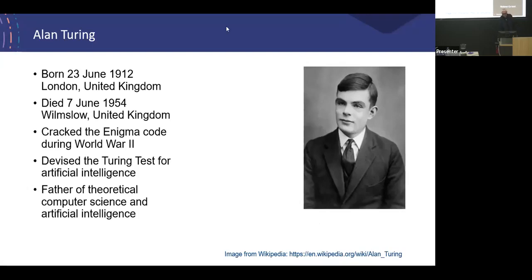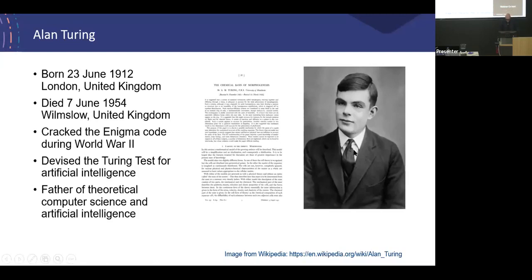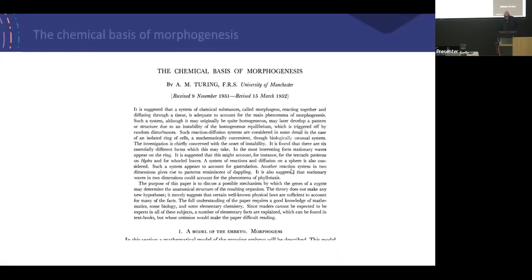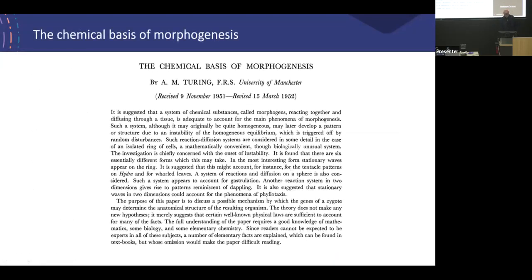Not satisfied, though, with his work that rightly holds him as the father of theoretical computer science and artificial intelligence, Alan Turing also published a paper in 1952 that would ultimately explain the origin of tiger stripes. He suggested that chemical substances called morphogens could react together and diffuse through a tissue to give rise to patterns such as the whorled leaf patterns that you see, and also the stripes and spots on the big cats such as tigers and leopards.